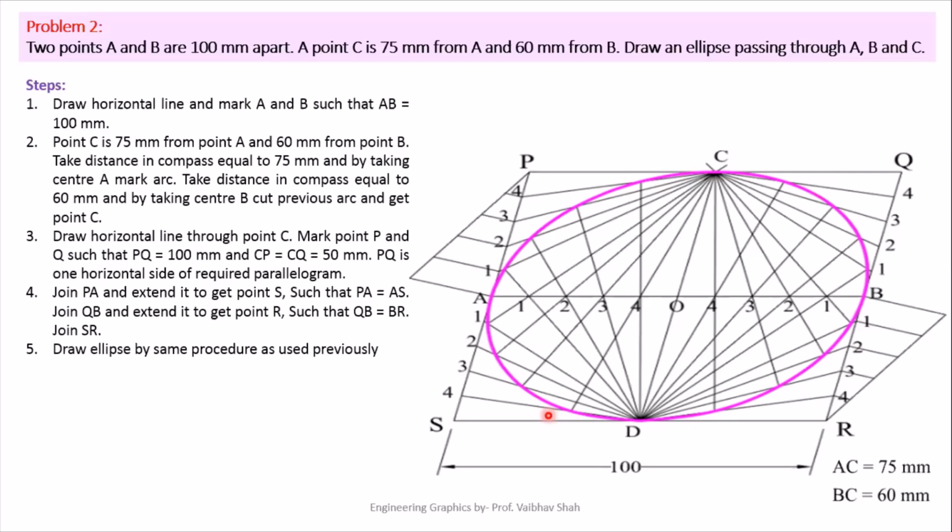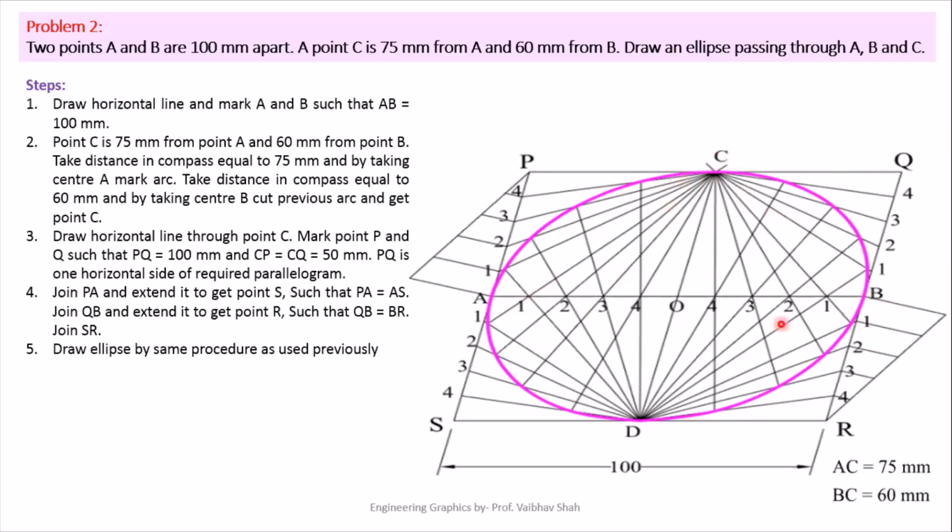So once again, we'll first draw one horizontal line of 100 mm and specify points A and B. After that, here it is said that point C is 75 mm from your point A and 60 mm from your point B. So first we'll adjust 75 mm on your rounder. We'll put the rounder somewhere here and make one arc of 75 mm, which is showing 75 mm distance from your point A. After that, we'll take 60 mm on the rounder, put our rounder at point B and cut this previously drawn arc somewhere here. We'll be having this point C.